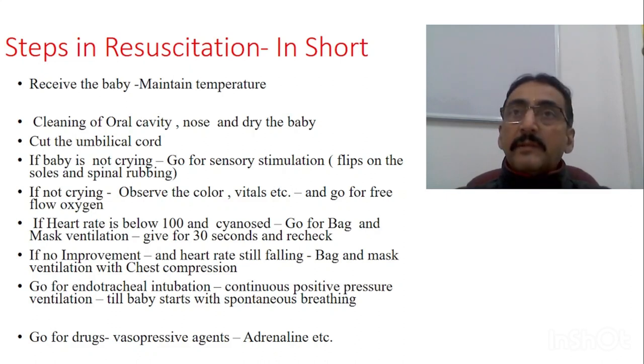Then if the baby is still not crying, observe the color of the baby and the vitals. If they are good, it's okay. If not, then go for free-flow oxygen. Suppose the heart rate is below 100 and the child is also looking cyanosed, then go for bag and mask ventilation, give it for 30 seconds and recheck. If the heart rate is coming up, then you can slowly stop the bag and mask ventilation and go on with free-flow oxygen, and then the baby can be revived.